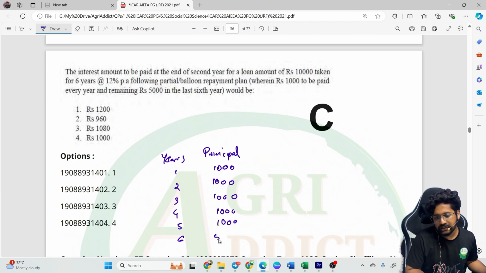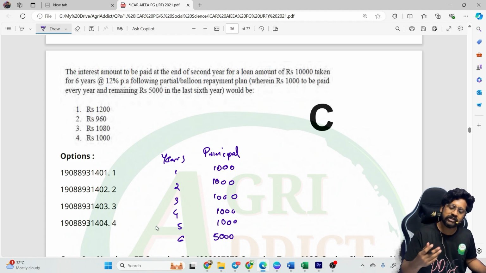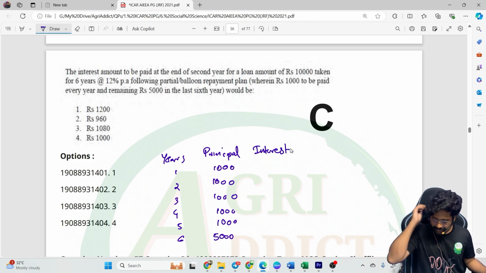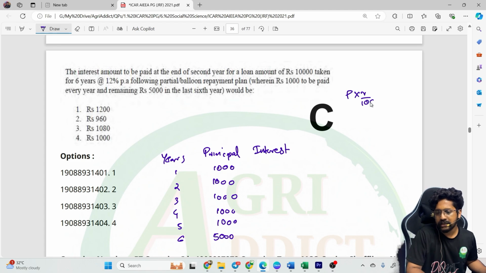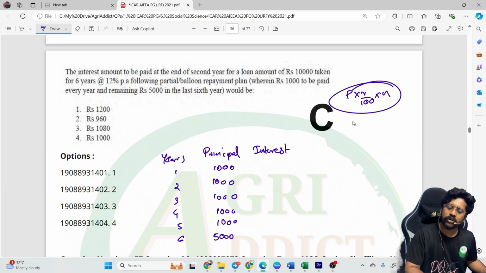So therefore in the 6th year, 5000 rupees will be paid, so that the 10,000 rupees of the principal amount will be paid throughout these years. So now we have to calculate the interest, right? So how can we calculate the interest? As we know, interest can be calculated by using principal into the rate of interest into the number of years, right? So what will be the interest here?